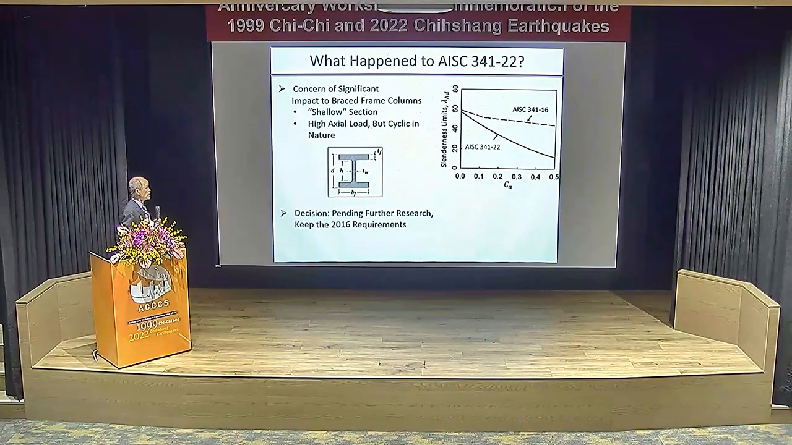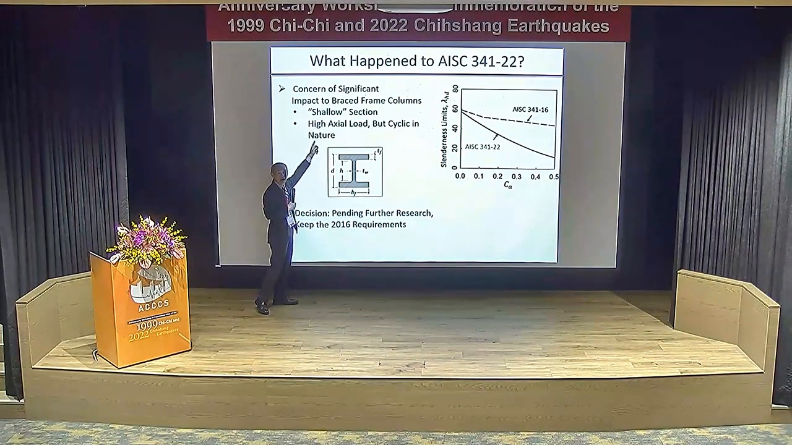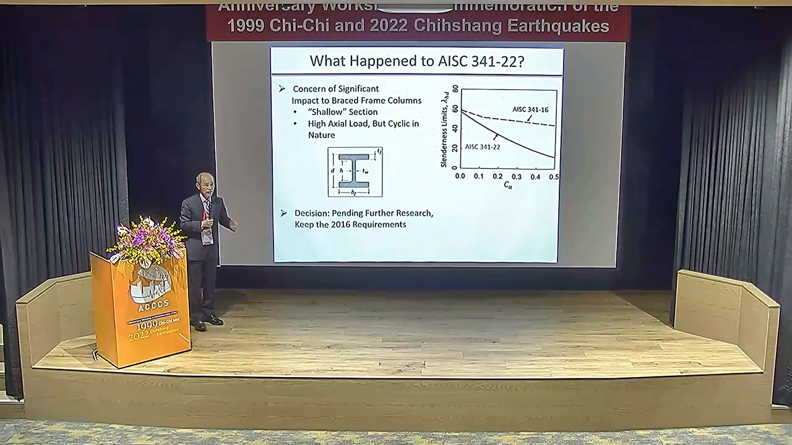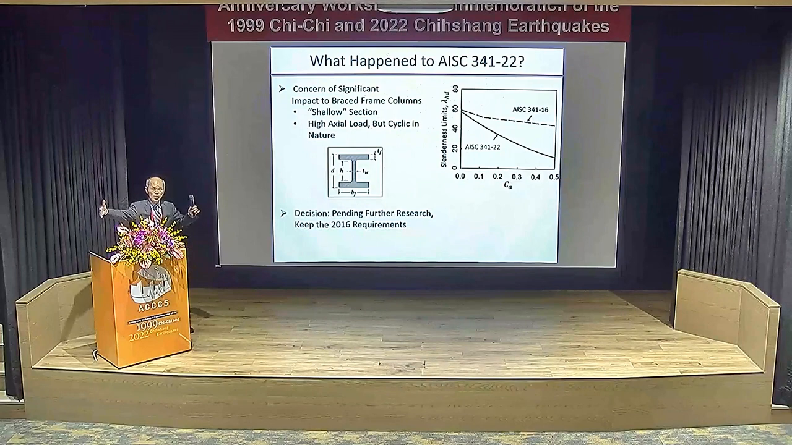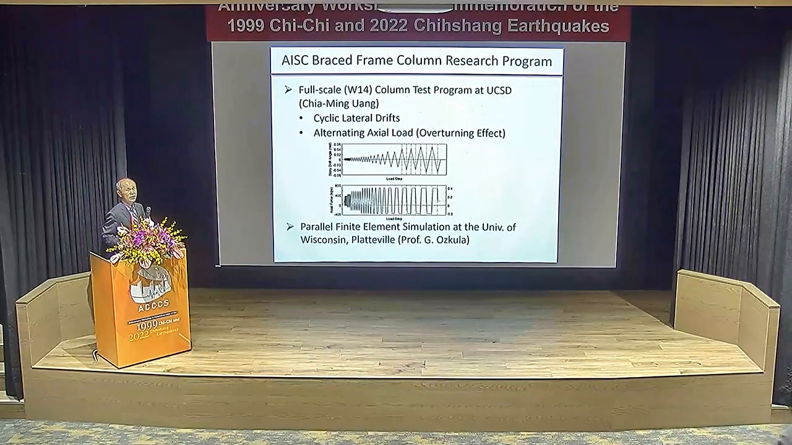frame column. And there's another aspect of it for braced frame column: the axial load is very high as compared to the moment frame columns. And that's very high, but also it is cyclic in nature. For most of the columns, interior columns, usually the axial load is pretty constant, except for the exterior column for the moment frame. But for brace frame, because of overturning effect, the axial load varies from tension to compression. And our equation was not developed for that.